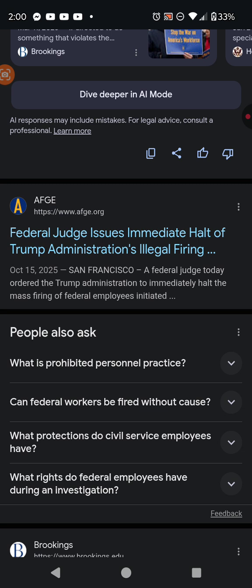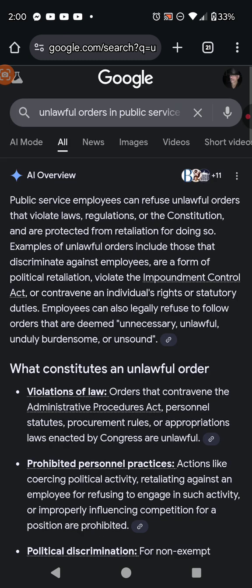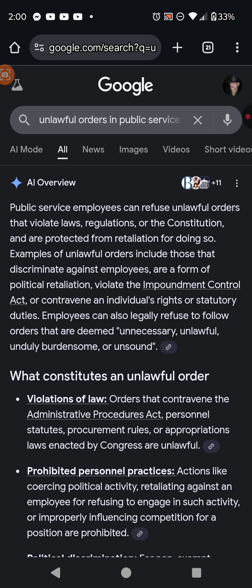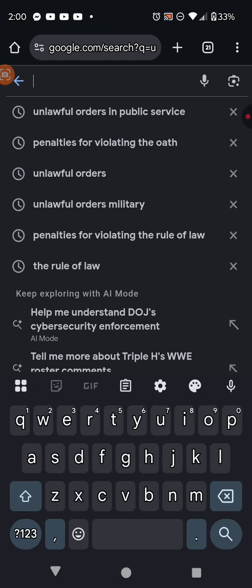See, federal judge issues immediate halt of Trump administration's illegal firing. And there are a lot of reasons up there. From my understanding of what Donald Trump says, he's getting rid of all the Democrats because of their political affiliations. And he's upset because he wants everybody to put loyalty to him.